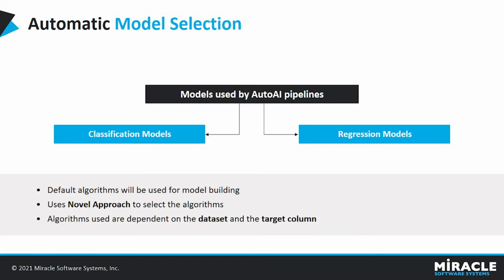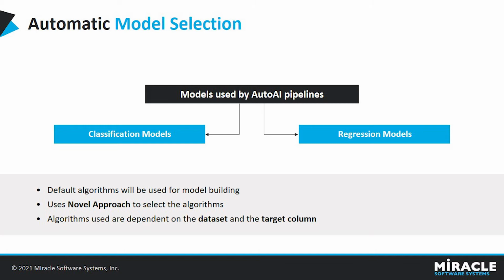Automatic model selection. Manually, whenever we want to build a model according to a problem statement, it might be difficult for us to choose the best one, which will actually have a long process to do with. AutoAI eliminates all of this and makes the process much easier. AutoAI uses two types of models for this, which are classification and regression models.